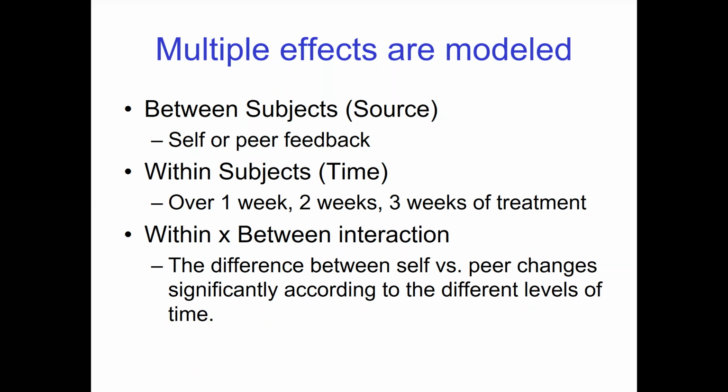So we, again, model multiple effects between subjects. And in SPSS, that's called the source, which, I don't know why it's called the source. I guess it's the between subjects source of variability. And so we're going to be looking at the between subjects effect of self versus peer feedback. Then you have your within subjects effect. So that's time in this case, 1 week, 2 weeks, and 3 weeks. And then you have the within and between interaction.